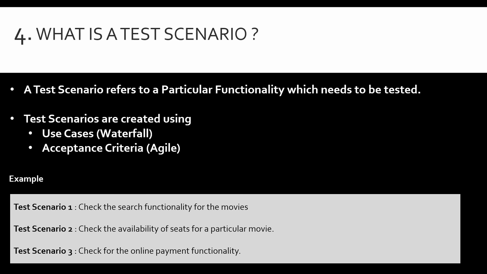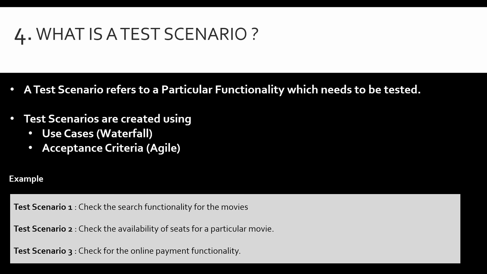Test scenario number one, check the search functionality for the movies. This scenario basically talks about where the customer can enter a keyword and the appropriate movie appears in the listing. Test scenario number two, check the availability of seats for a particular movie.